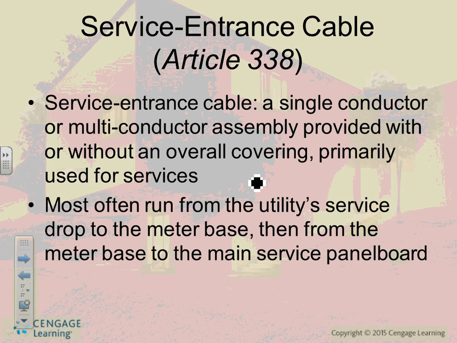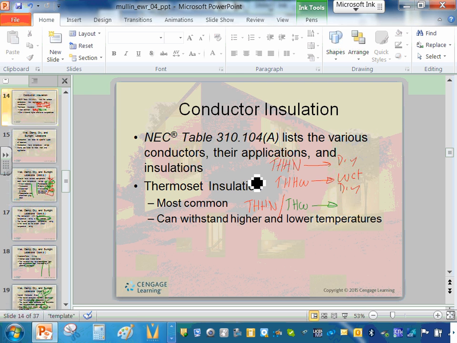The utilities use that cable to bring the power, the service drop, into your building. So that's why they call them service entrance cable. You bring the power into your building with a cable like this. So there's a few of them. There's an article about them. Run from the utility service drop to the meter, then from the meter base to the service panel. So the whole service installation.